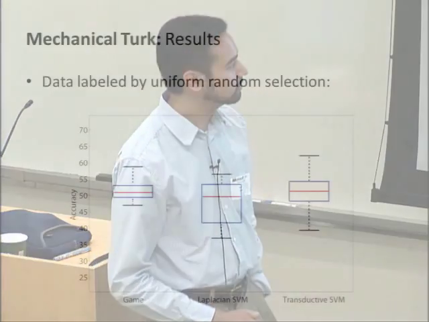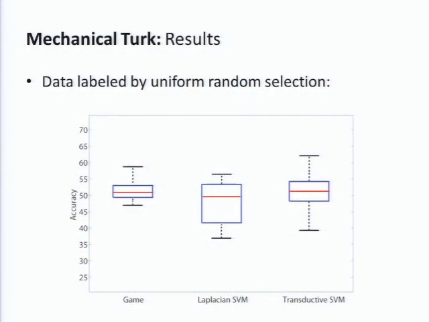And maybe to address what you were saying earlier, what if this data was just labeled uniformly at random, rather than in this biased fashion? So we tried just labeling the data uniformly, and then the advantage of our algorithm basically goes away.